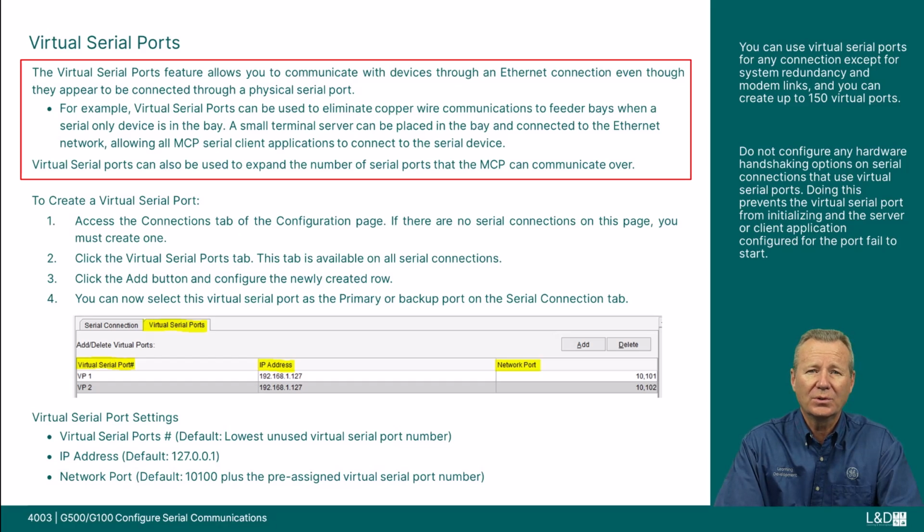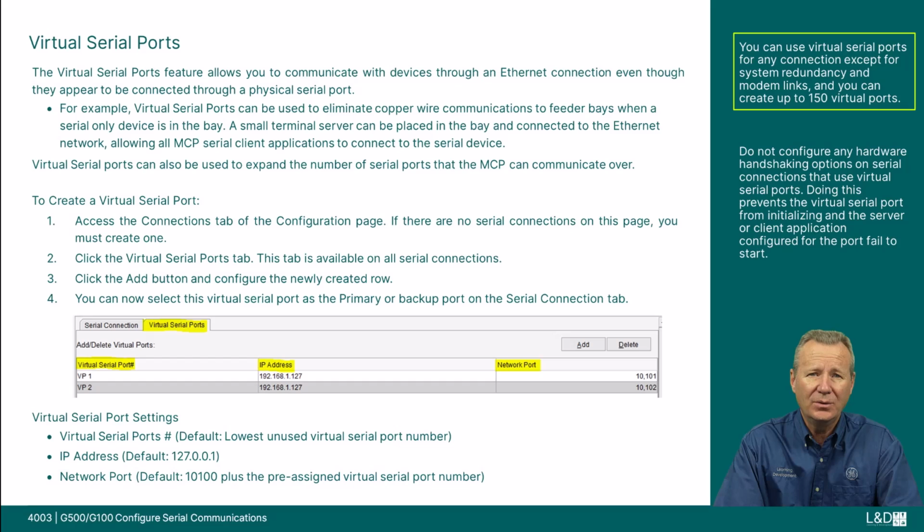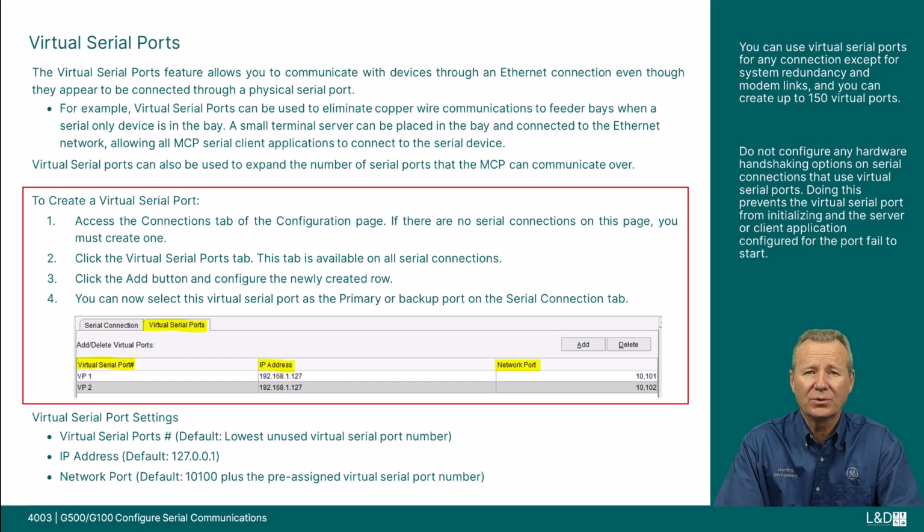Virtual serial ports can also be used to expand the number of serial ports that the MCP can communicate over. You can use the virtual serial ports for any connection except for system redundancy and modem links, and you can create up to 150 virtual ports. To create a virtual serial port: 1. Access the Connections tab of the configuration page. If there are no connections on this page, you must create one.